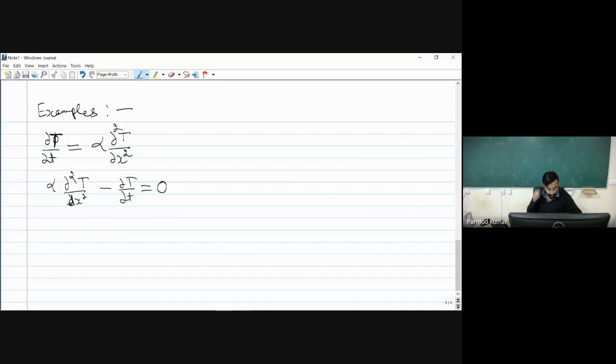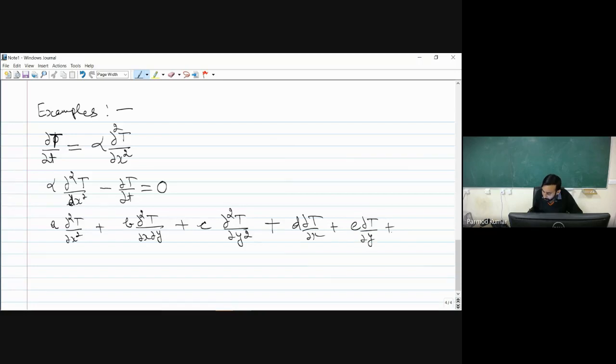Okay, so what we will be doing, this particular equation we will be comparing with A ∂²T/∂x² + B ∂²T/∂x∂y + C ∂²T/∂y² + D ∂T/∂x + E ∂T/∂y + F = 0. So with this equation we will be comparing. Now if you compare, can you tell me what is the value of A?